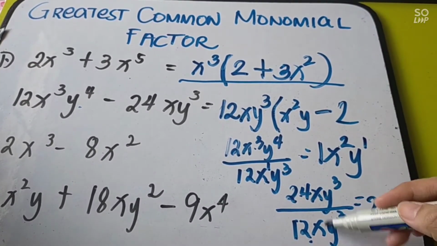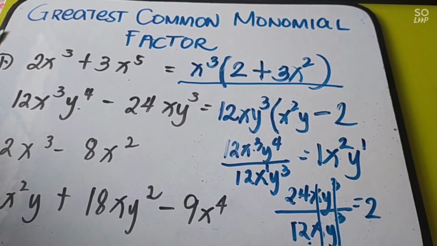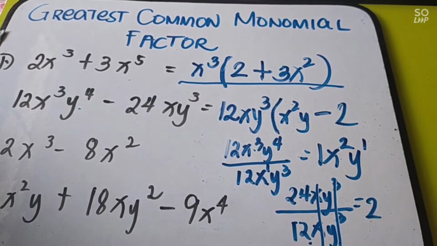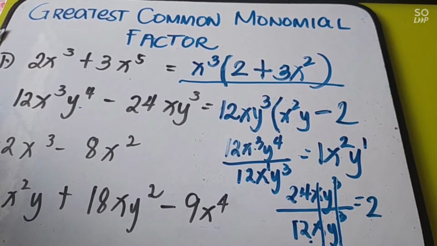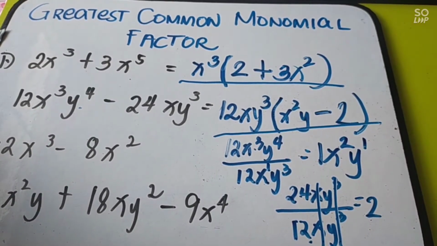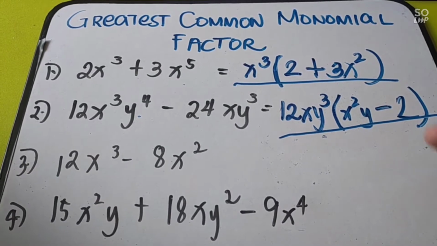Next, x and x, pwede na i-cancel. Then, y cubed divided by y cubed, pwede na i-cancel. Kasi magiging 1 na lang yon. If we are going to multiply 2 to 1 times 1, the answer is 2 pa rin. So, tapos na. So, this is now your factor. Is it clear?